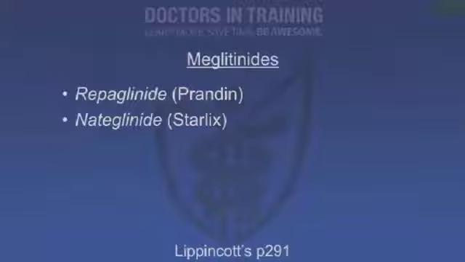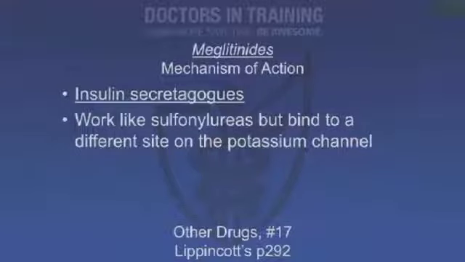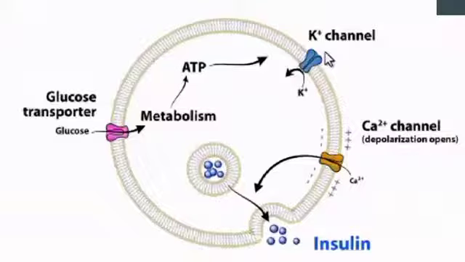The drugs we're talking about are repaglinide, which is an old drug. It's not widely used, and a newer drug called nateglinide, which is also not widely used. These drugs work by an interesting mechanism. They're also insulin secretagogues, similar to sulfonylureas, but they bind to a different site on that potassium channel that we were looking at earlier. So they increase insulin secretion in the same way, but technically they're not sulfonylureas.